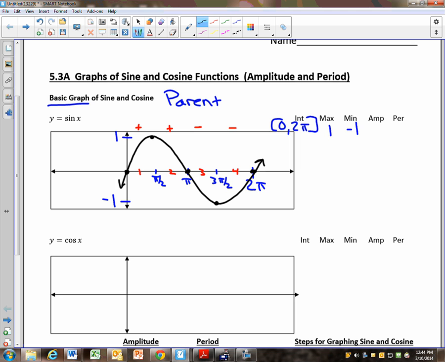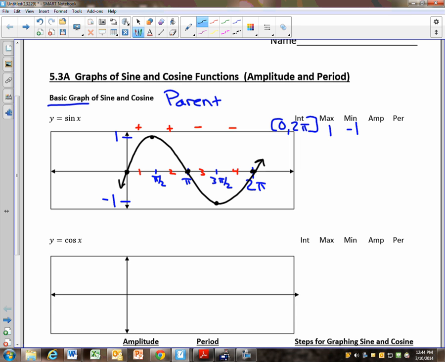Can you travel more than once around the circle? And if you travel more than once, it will just continue to repeat itself. Can you go the opposite direction around the circle, like negative pi or negative pi over 2? Yeah, and that would be the left side of the graph. So this is the parent function for y equals sine of x. For all sine functions, this is where we start.